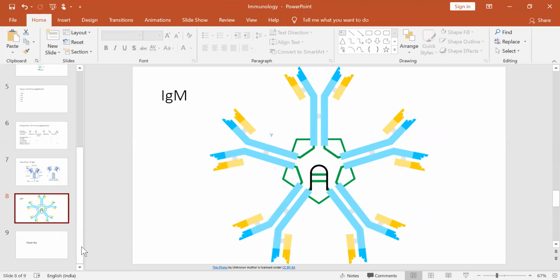And that's all for the structure. This may come in examination. If you have any query, you can contact me through WhatsApp. And next day, I will discuss the immune response and other things. But immunoglobulin may come in examination.